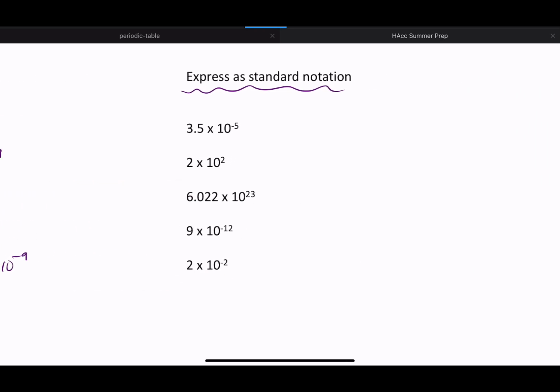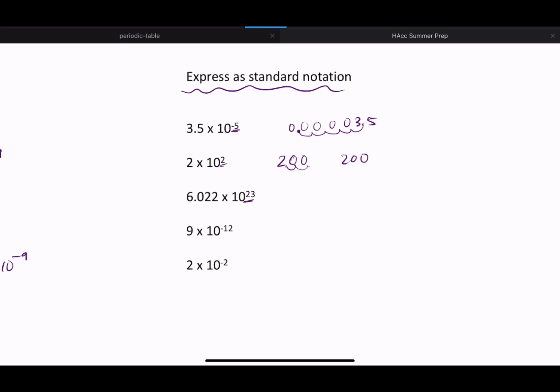So, 3.5 times 10 to the -5. The negative exponent says we're going to go 5 places smaller. So, 3.5, and then we'll go 1, 2, 3, 4, 5. And that is my actual number. 2 times 10 to the +2. That means 2, and I will move my decimal 2 places bigger, and 200 is the number we're actually talking about.